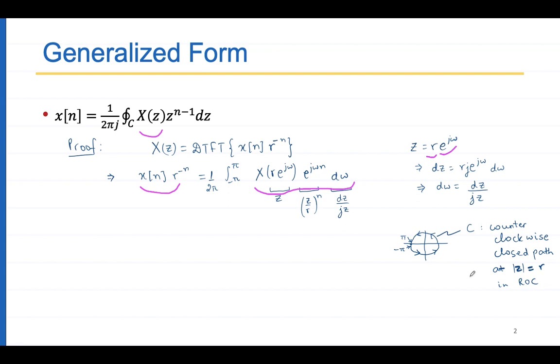Since the ROC is specified with X(z), you definitely know the ROC. So you choose your closed path inside the ROC with fixed r. Now let's substitute these values here. This becomes X(z), and this becomes z to the power n minus 1, because there was a z in the denominator as well. If you compare the two terms, r to the power minus n is constant, so it can be taken away. So your x(n) is basically the inverse Z transform of this thing.